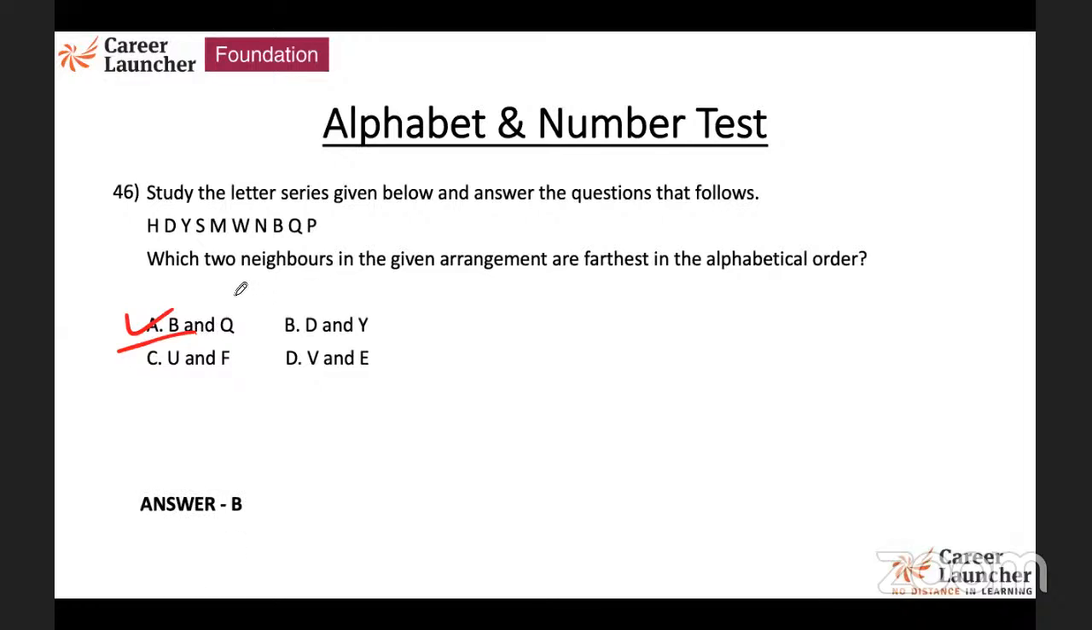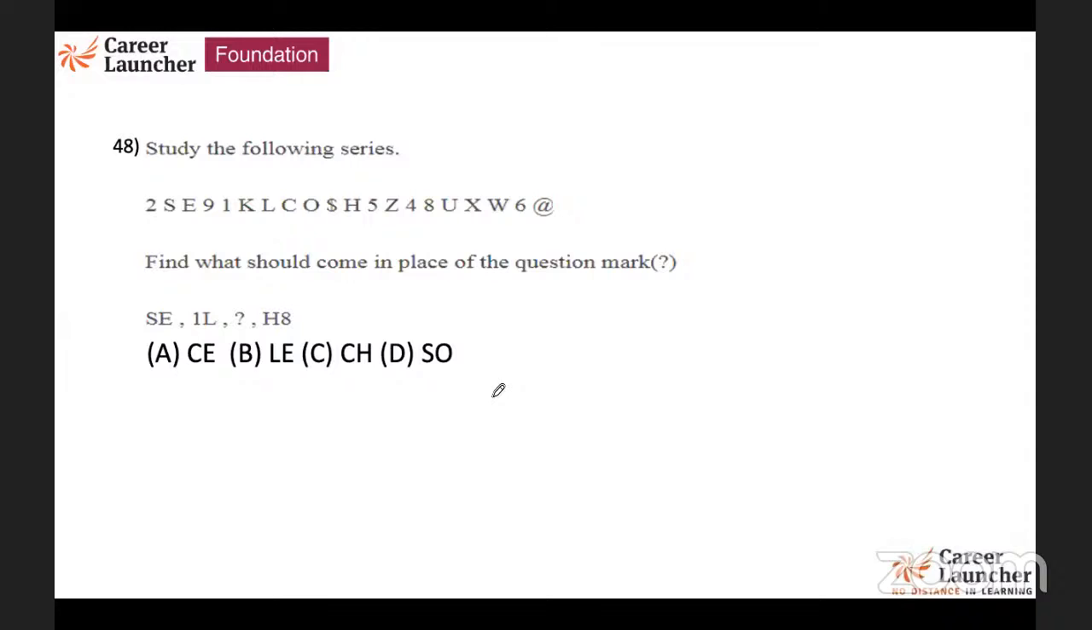My mistake here. What is the difference between B and Q? B 1 2 3 4 5 6 7 8 9 10 11 12 13 14. Sorry guys, this is 14. D and Y, 1 2 3 4. Y and D is 25. My mistake. B is the right answer. I thought it was A. My mistake. Absolutely correct, Nivedita. Thank you. You got to be careful about it. Let's do this question.